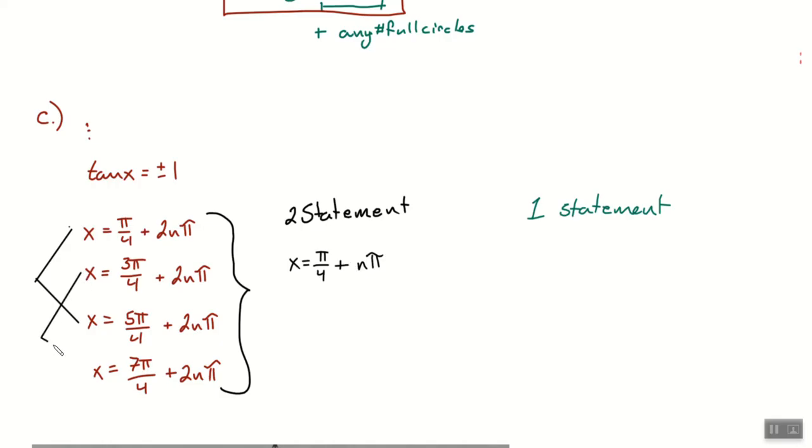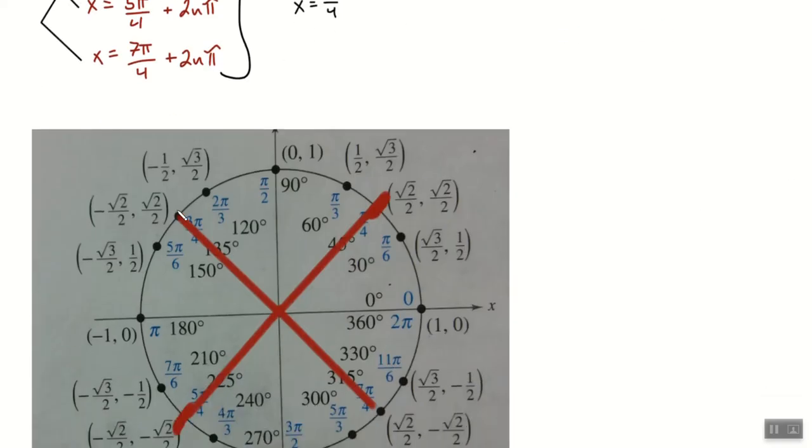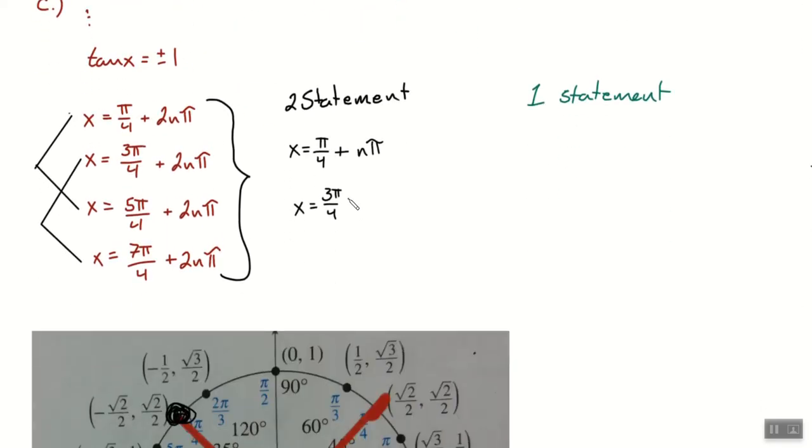To get these two together, I'm going to start at 3 pi fourths. And we'll do the same thing here in just a second. So here I am, 3 pi fourths. Here and here are the other two answers. How far apart are they on the unit circle? Pi. Would any number of half circles get me through there? N pi. Cool. We can write it as two.